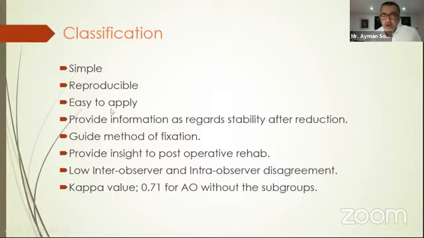There has to be a sort of agreement between different observers, and we measure that by the kappa value. So a kappa value of 1 means that everyone that will look at an X-ray will give you the correct classification, which is hardly the case. But with the AO classification, without the subgroups, there is 0.71 agreement with the kappa value of that number.